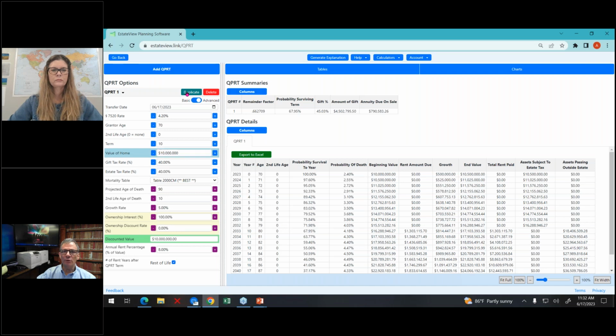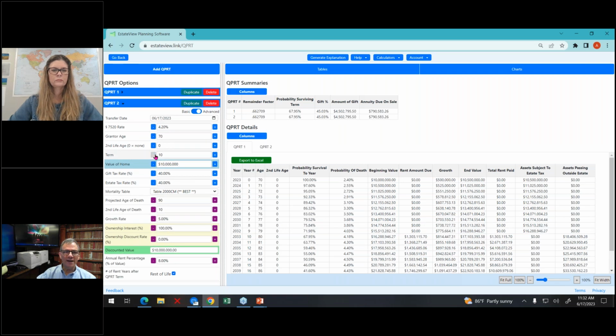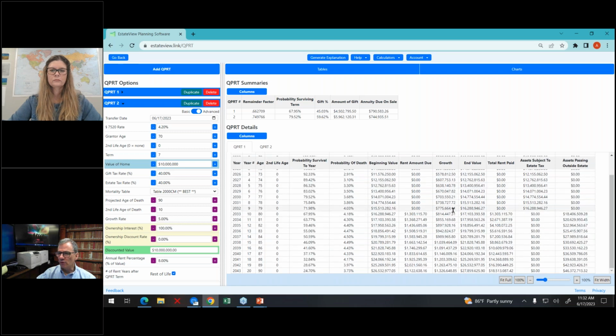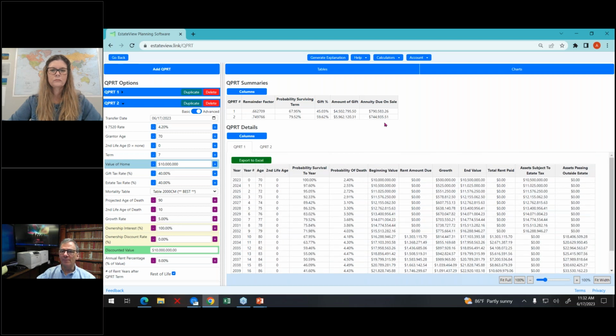Now let's duplicate that Cupert, and let's see what would happen if we just use a 7-year term. If we just use a 7-year term, then he has an 80% chance of living that long, and the tax savings comes out to a little bit less, but not so much. Now, what is this annuity due on sale? This is if he sells the house during the 7-year term, and doesn't replace it, then he will receive a check for $744,935 a year for the remainder of the term.